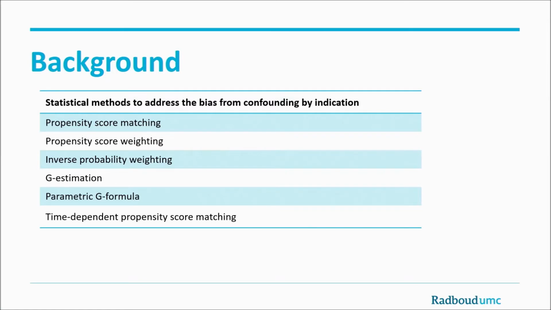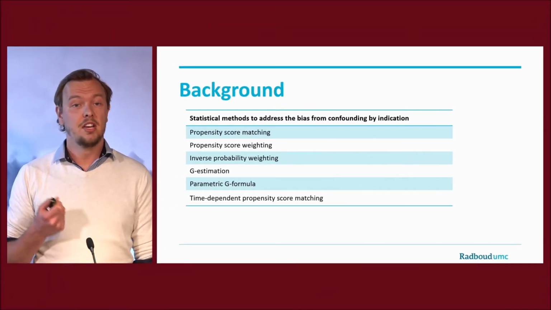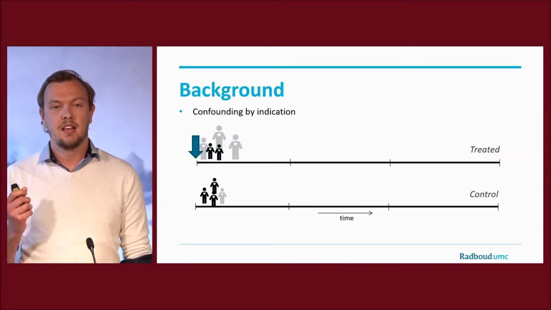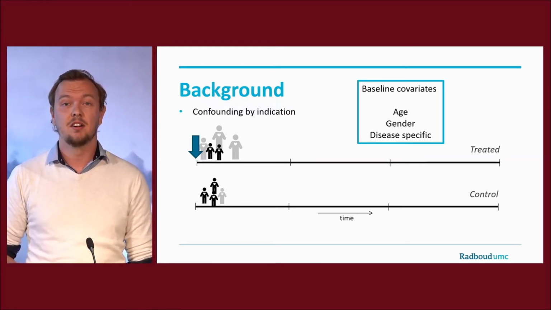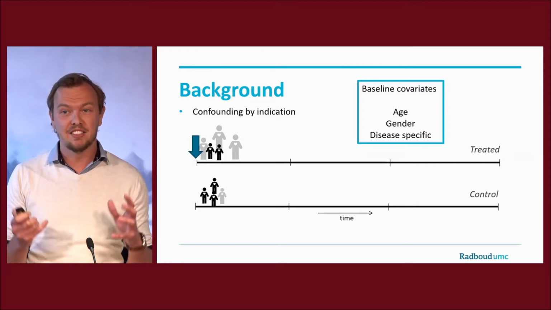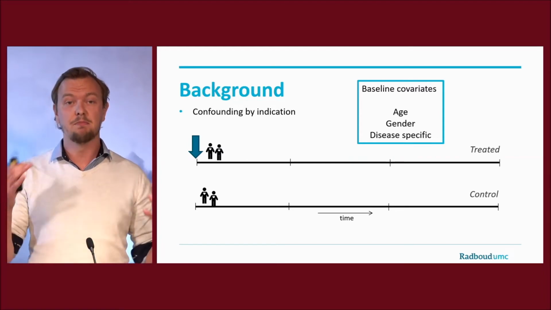There are several statistical methods that have been proposed to address this type of bias. And one of the most common methods is propensity score matching. As Carl already mentioned, inverse probability weighting is also a method, G estimation, parametric G formula, or the time-dependent propensity score matching. In propensity score matching, you will match most of the time at baseline on the baseline covariates of a patient, like age, gender, or disease-specific parameters. And you will try to mimic a randomized control trial and create a balanced group. So we only keep those patients that we can match to control patients to create a comparable cohort.